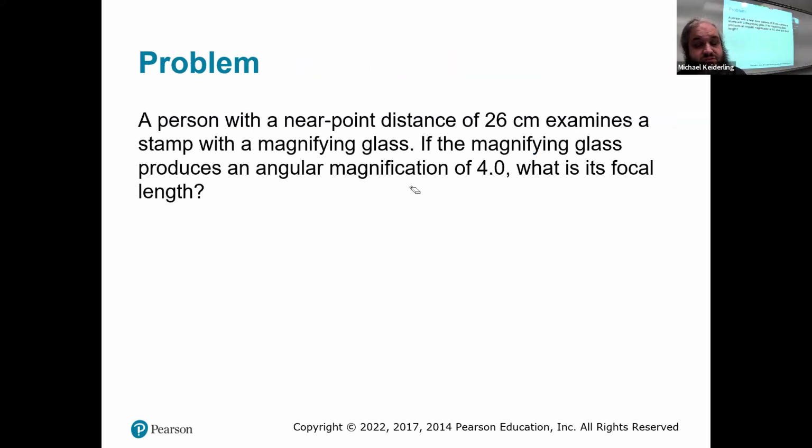So a person with a near point distance of 26 centimeters examines a stamp with a magnifying glass. If the magnifying glass produces an angular magnification of 4.0, what is its focal length?